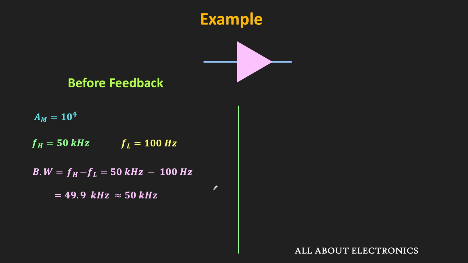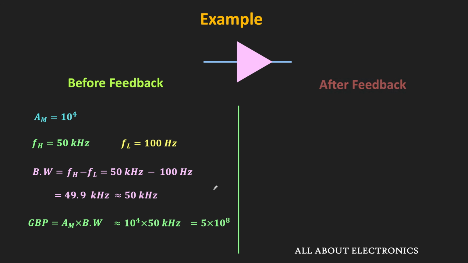And if we see the gain bandwidth product, that is the multiplication of this gain and the bandwidth, then that is equal to 10 to the power 4 times 50 kHz. Or we can say that that is equal to 5 times 10 to the power 8. So this is the gain bandwidth product without the feedback. But now let us see the same thing with the feedback.